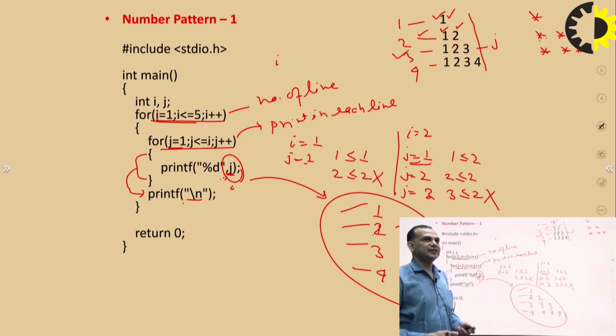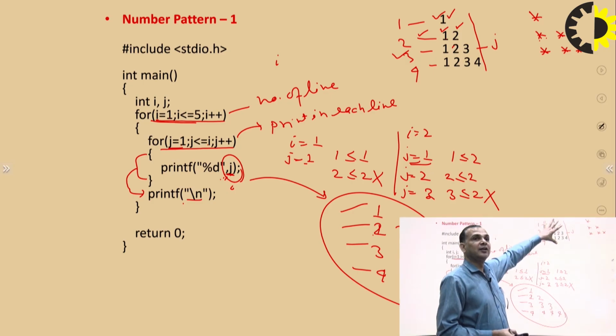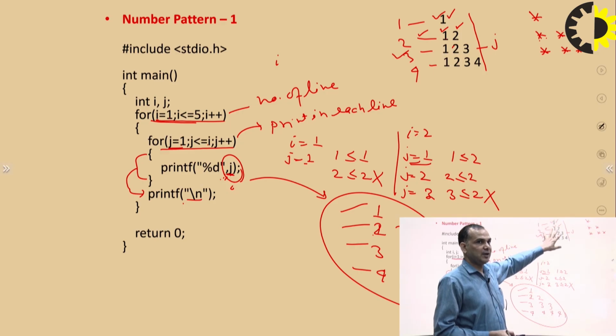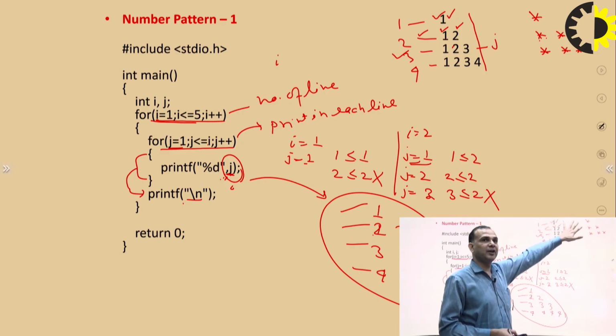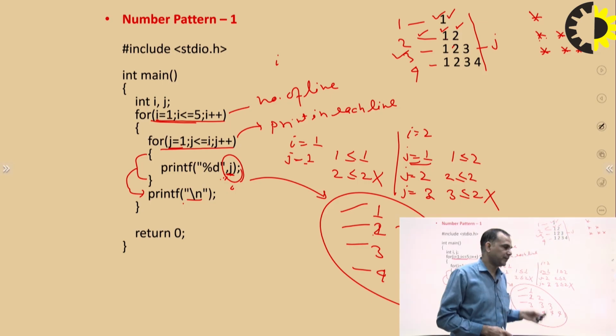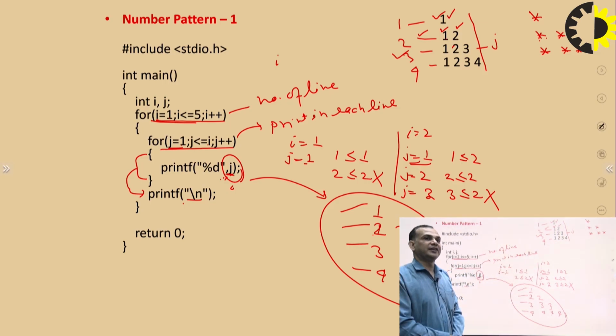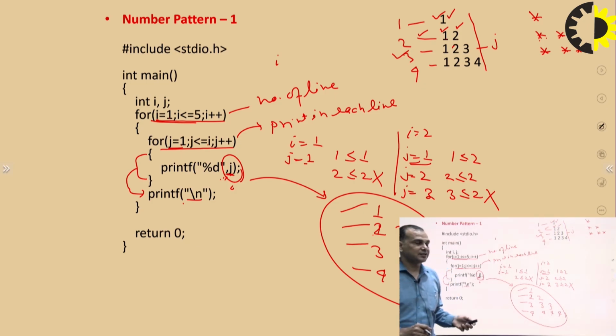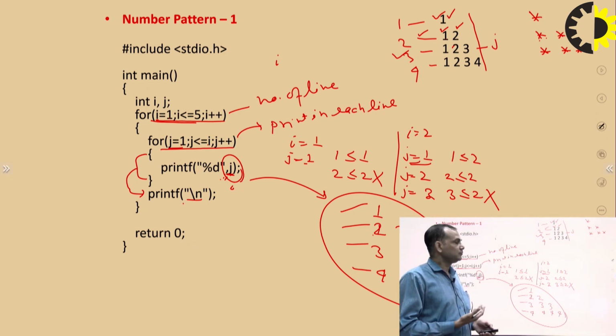Clear? There are some more patterns we will discuss in the next class, but you have to try at least these patterns. To find the logic, work out how many lines we have to print and what we have to print in each line, then declare it or draw the pattern. It's very easy. Okay, thank you. In the next lecture we will discuss various types of pattern printing.